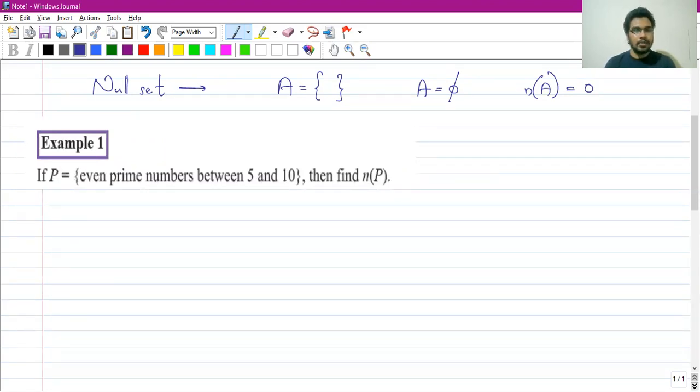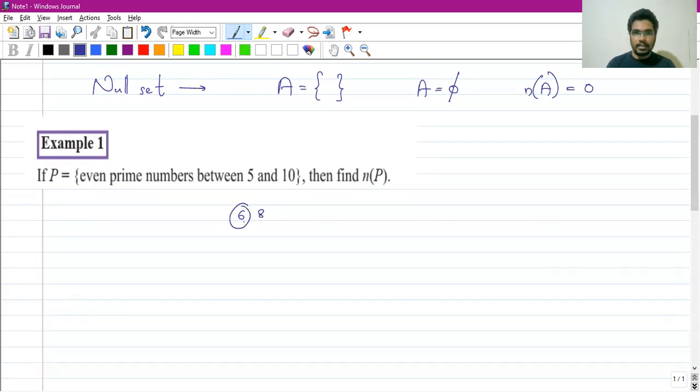If P is equal to even prime numbers between 5 and 10, then find n(P). So here they tell about even prime numbers. Shall we see even numbers between 5 and 10? The numbers are 6, 7, 8. So both 6 and 8 are the even numbers between 5 and 10. And they must be even prime numbers.